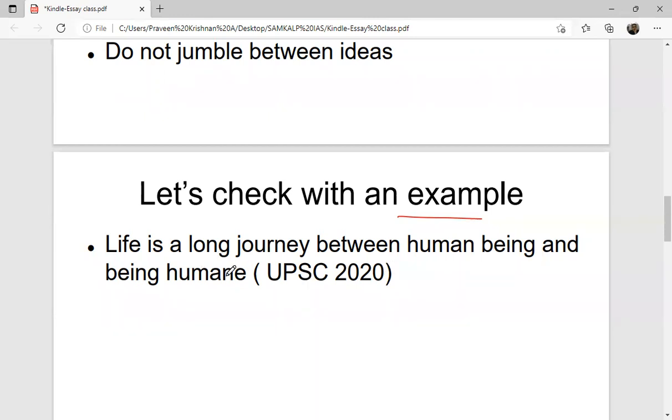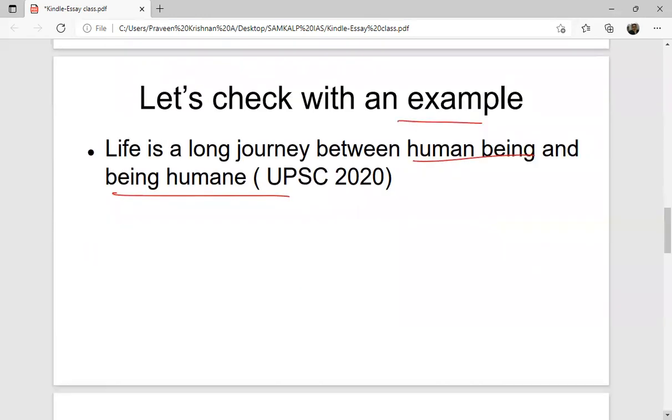This is the essay which was given in 2020. Life is a long journey between a human being and being humane. So obviously, the first thing is that the essay topic is not asking you to differentiate between human being and being humane. It says our life should be progressive. I will interpret this essay topic in this way, in your own way.